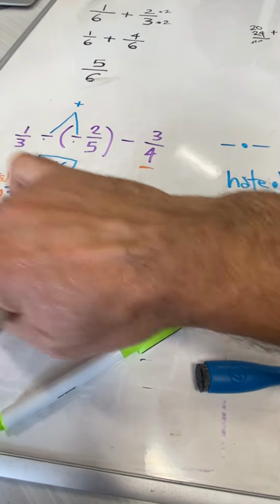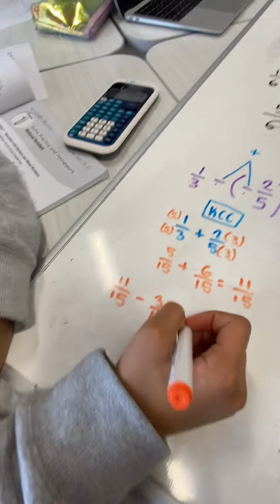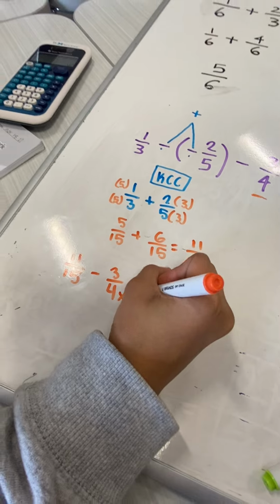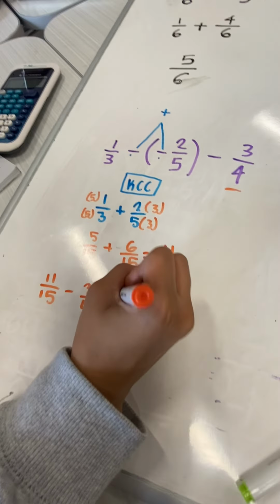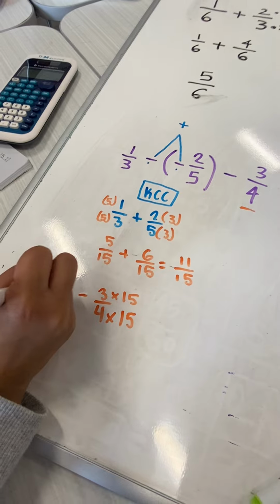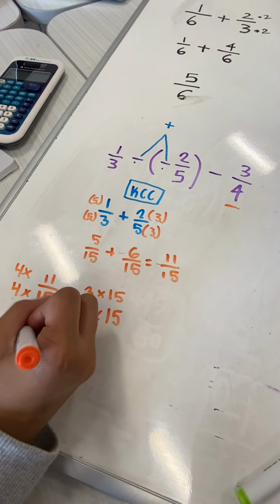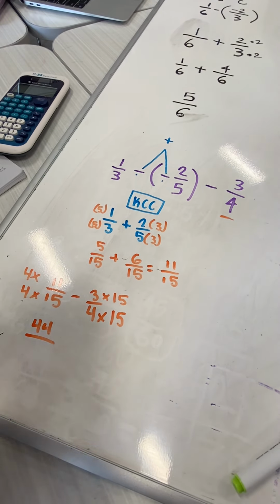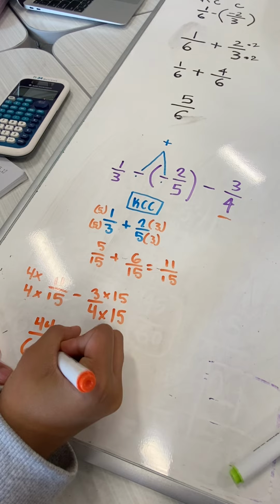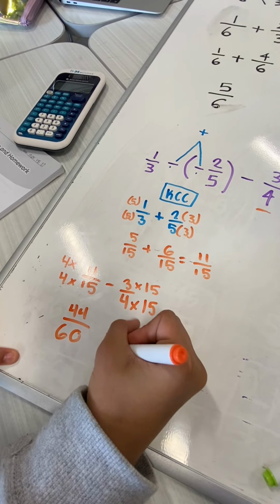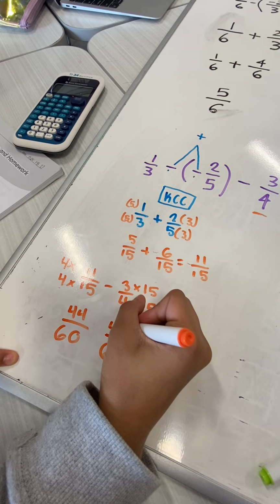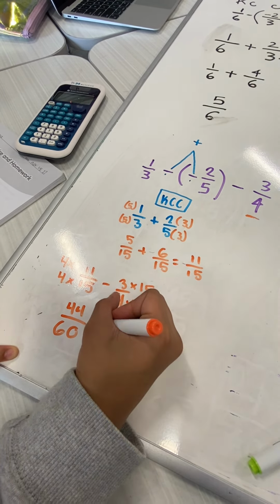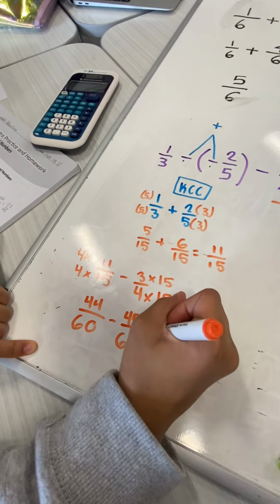Okay, so now we are at this phase. Tell me what to do next. So now we have to change the denominator. So we're going to times this by 15 and times this by 4. So this is going to be 44 over 60. And this will be 45 over 60, and the minus. Okay, and what do you go from there?